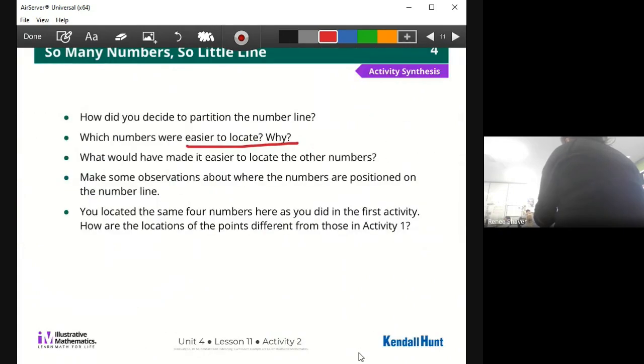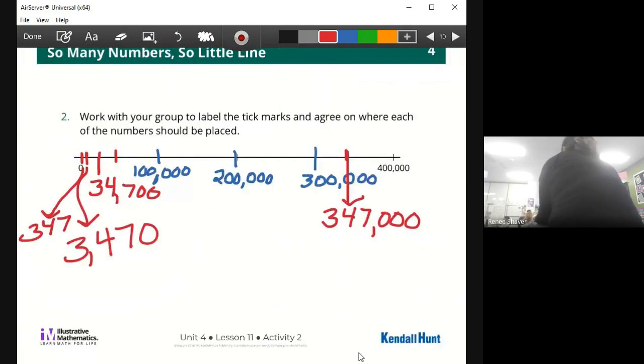And what's our last question? You located the same 4 numbers here as you did in the first activity. How are the locations of the points different than they were in activity 1? How are they different? Look at activity 1. You plotted these same numbers in activity 1 on a different number line. Erica, how are they different?